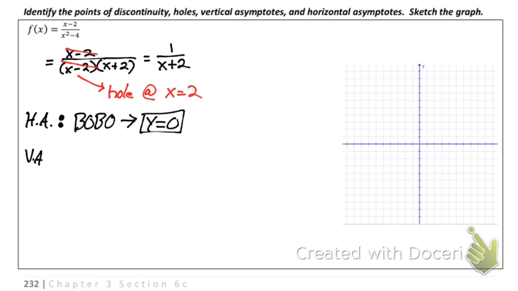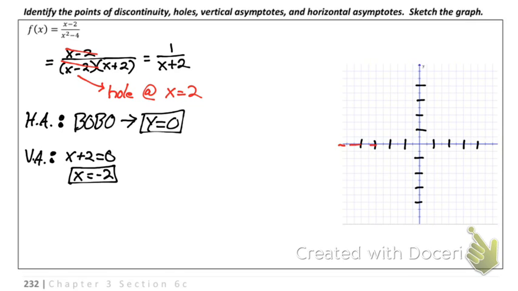Vertical asymptote. Ooh, these are the tough ones. You have to set your denominator all the way to 0 and solve. So you have x equals negative 2. Let's go ahead and plot these. I'm going to once again skip, counting 1, 2, 3, 4 on each axis. Okay, so I have a y equals 0. I hate Bobo too, because I hate with a pencil writing that horizontal asymptote at 0 because it just disappears in that black line. But we do have a vertical asymptote at negative 2.